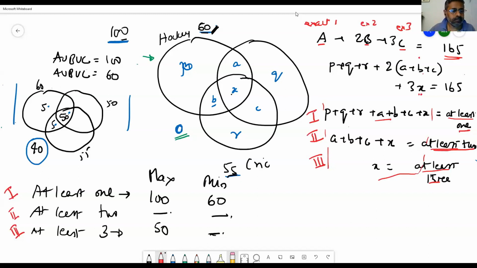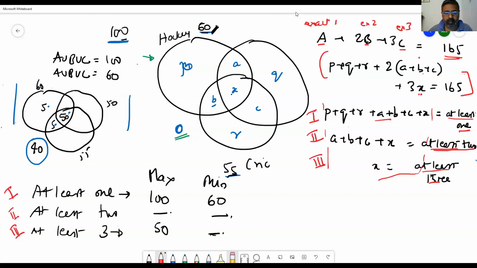You're okay with this? Can you explain again? Did you understand? Is this equation okay for you? Yes. Okay. What is that? P plus Q plus twice ABC plus thrice of X. Is that okay? I'm taking one ABC and one X and adding it to this.